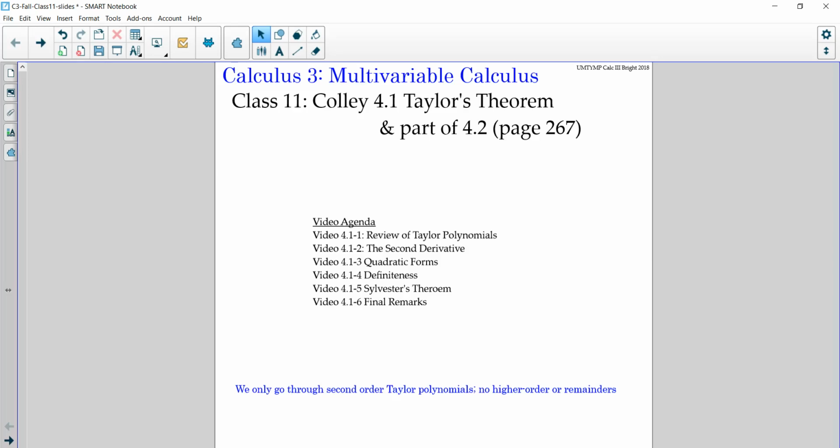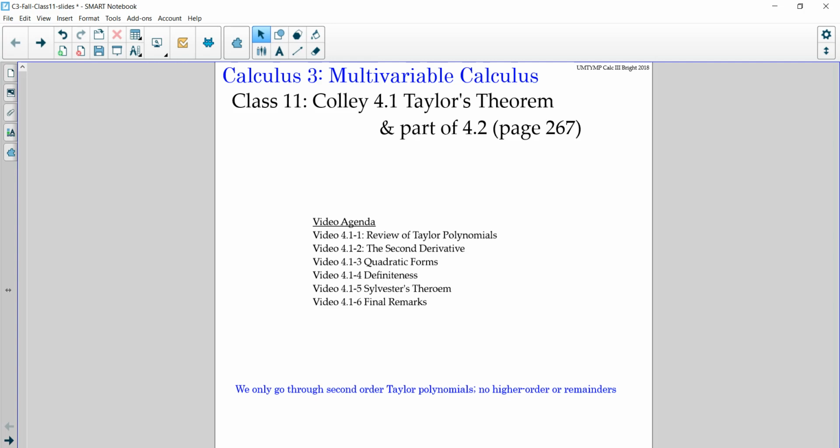All right, welcome to week 11. We're going to talk about two closely related things. They may seem a little disjointed from what we have been studying, but we're going to focus on section 4.1, which has Taylor polynomials and all that sort of stuff in it, and Taylor's theorem in general for multivariable functions.